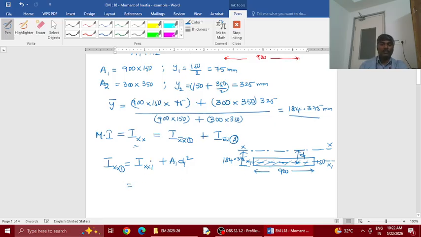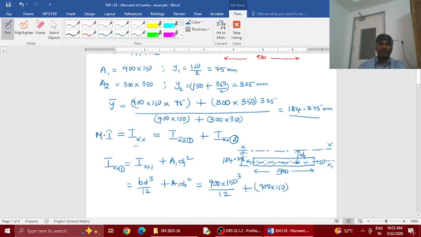Okay, now write the properties. So the moment of inertia of this rectangle about its own centroid is bd cubed by 12 plus A1 d1. What is b? It means the parallel dimension to the axis taken. The parallel dimension to this is 900, into d, 150 cubed by 12, plus the area, 900 into 150.